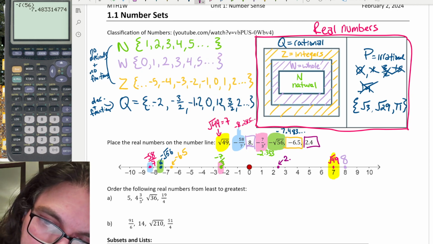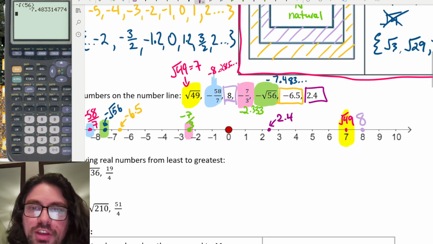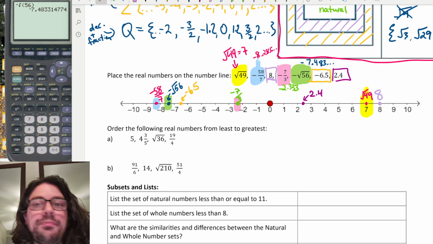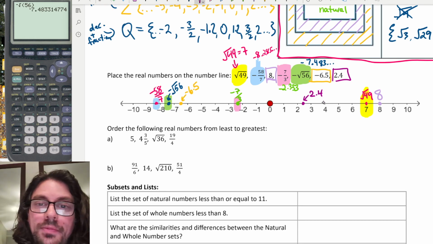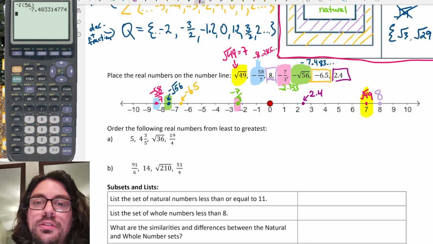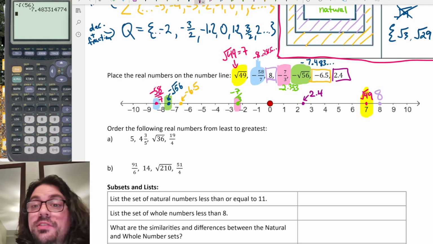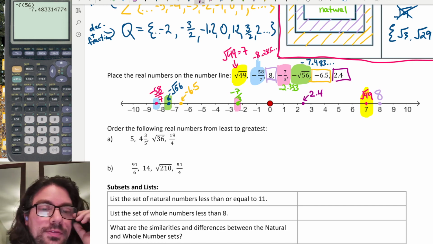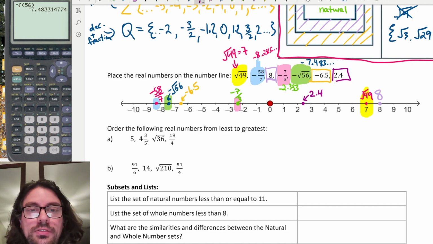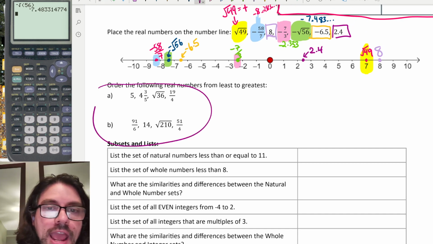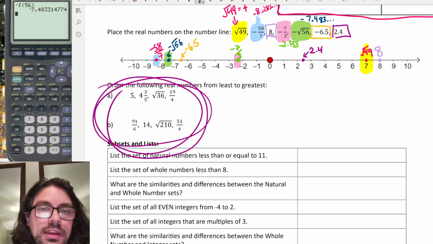Round about there. So take a moment, check that against your work, and see how you did. Note that when we go to put these on, it's really helpful to use the calculator to figure out what those numbers are, expressed as a decimal value. That's going to help us with a number line because we're used to thinking of numbers on a number line as decimal values.